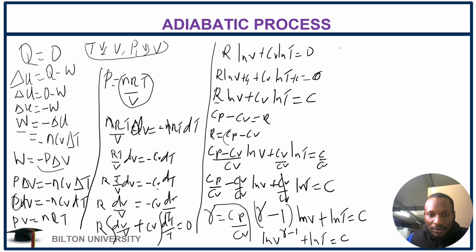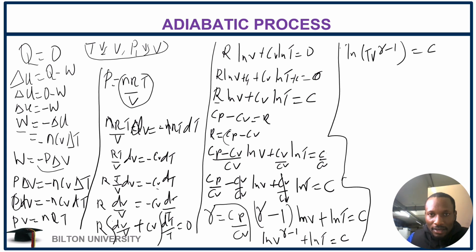This is ln V and ln T, so the sum of two natural logarithms can be written as the product of the two. So we can rewrite this as ln of T V to the power gamma minus 1 is equal to C, and then you can write this as T V to the power gamma minus 1 is equal to C. So this is the equation that we are having.